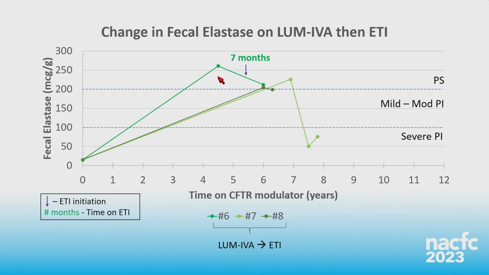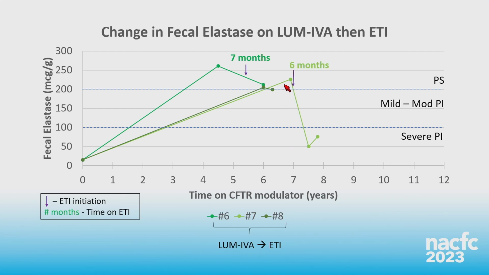Patient number 6 started on Lumaiva at 3 years old as a trial participant, and after 4.5 years of being on Lumaiva, his elastase was 261 and PERT was discontinued. At 8.5 years old, as indicated by this purple arrow, he transitioned to ETI, and after 7 months on ETI, his elastase decreased to 212. This is still in the sufficient range, so this patient continues to remain off of PERT therapy.